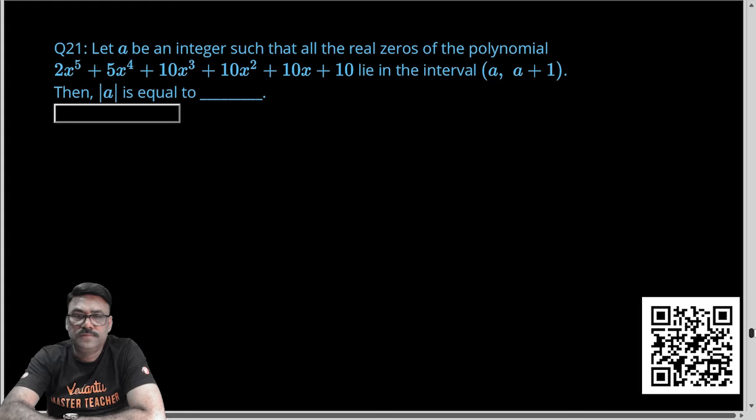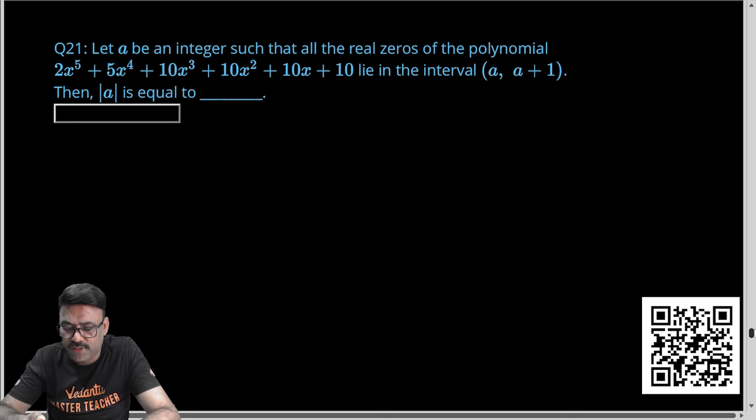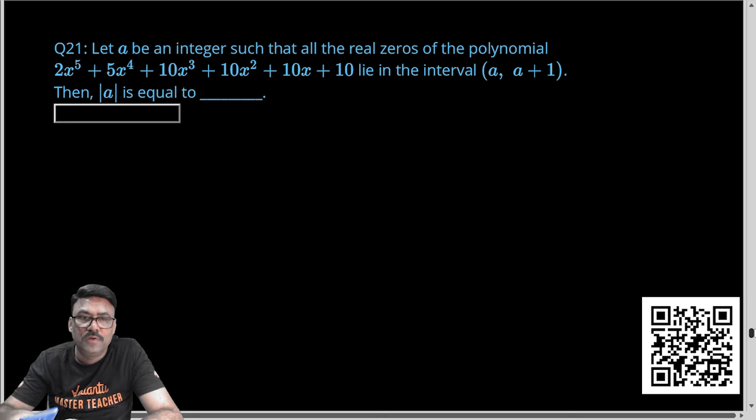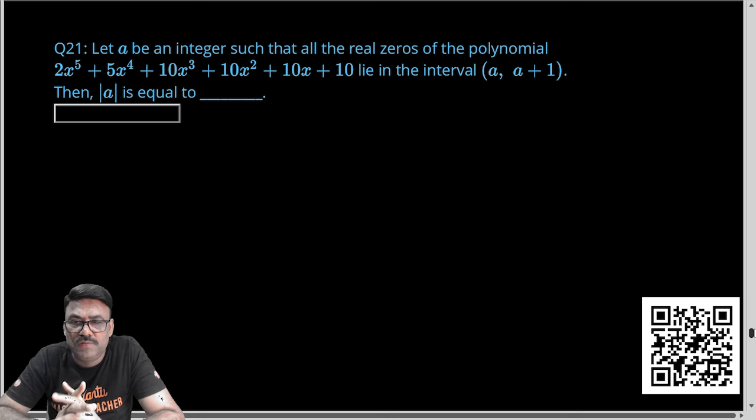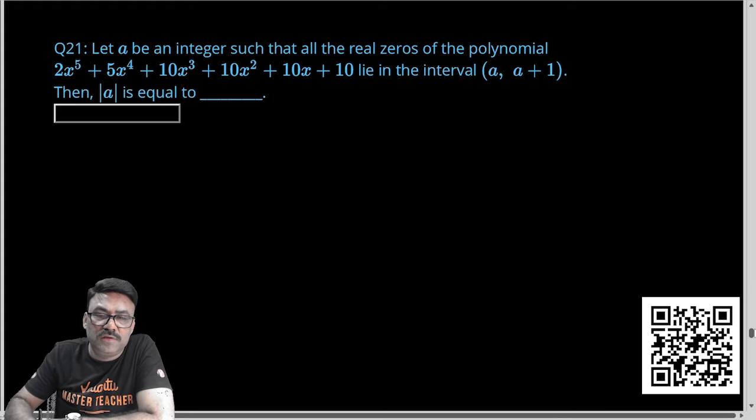A is an integer. This question is from theory of equations, or you can say applications of derivative. So A is an integer such that all real zeros of the polynomial lie in a particular interval a to a plus 1. So what will be mod A here? So all real roots of the polynomial equation should lie between a and a plus 1 only. A is an integer. So let me take this function as f(x).